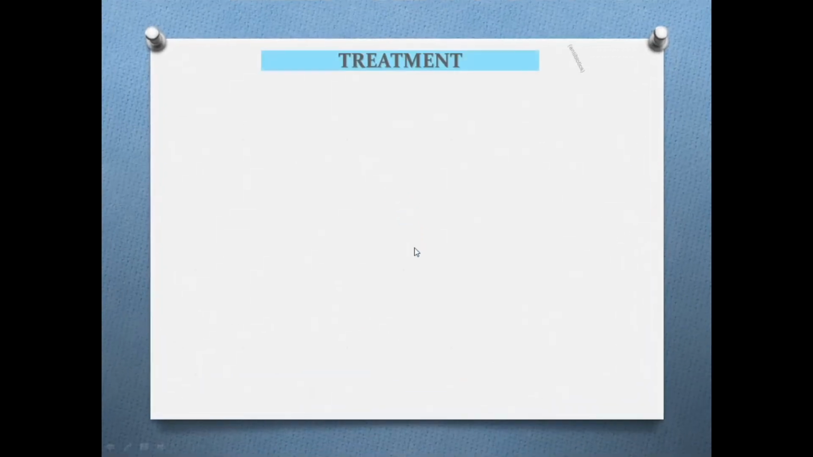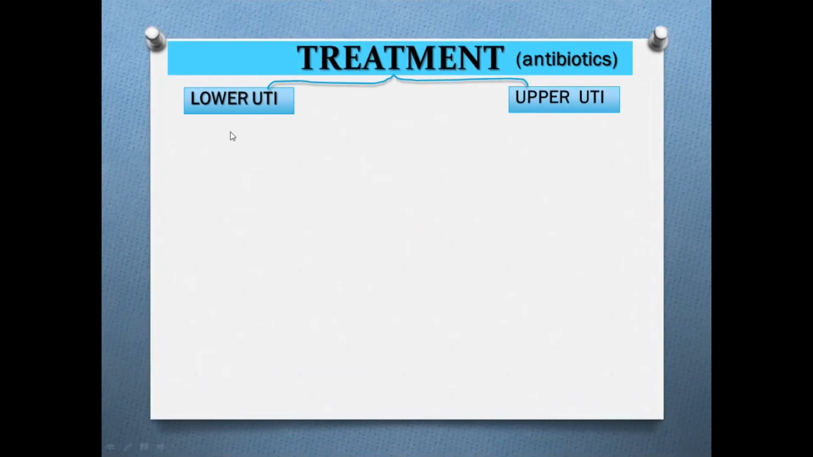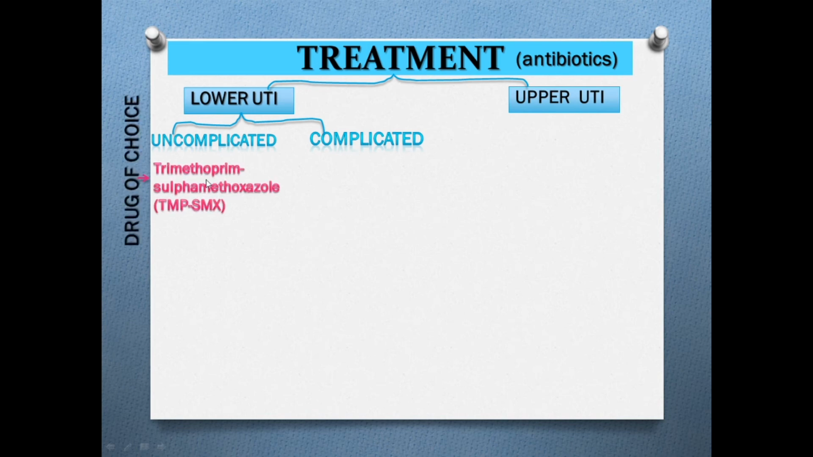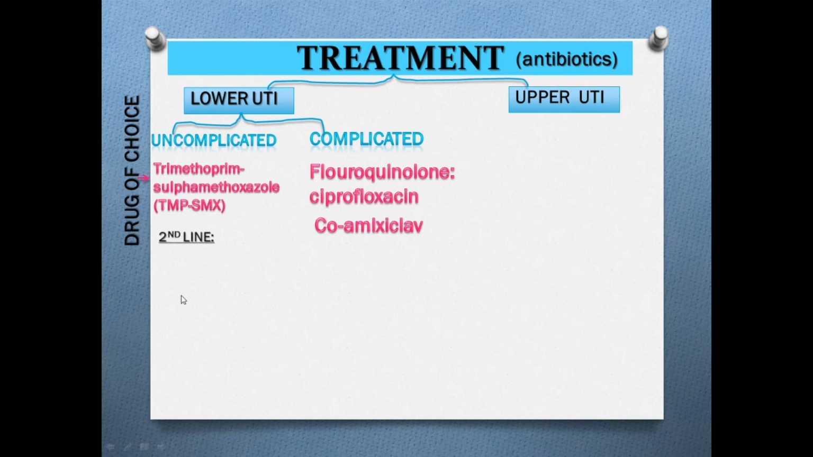Now the treatment is mostly done through antibiotics, and it is different for lower UTI and upper UTI. The lower UTI can be uncomplicated or complicated, and the antibiotics are different. The drug of choice for uncomplicated is the combination of trimethoprim and sulfamethoxazole, and for complicated, the drug of choice is fluoroquinolones, that is ciprofloxacin, and coamoxiclav. The second line agents for uncomplicated are amoxicillin, nitrofurantoin, cephalexin, and ciprofloxacin.